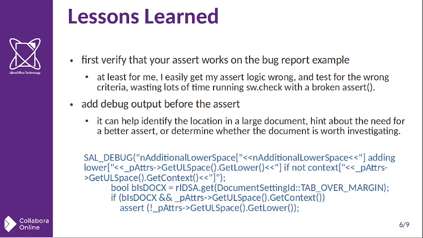It's also good to add some debug output before your assert. That can help you with a number of things, including identifying the location of the instance where this is happening in a large document. It can also hint about the need for better asserts that you might need. You might need to assert for a few more conditions or avoid a few more conditions. And it can also help you determine whether a document is even worth investigating more. If it's just a tiny spacing change in this example, it might not be worth even looking at the document.